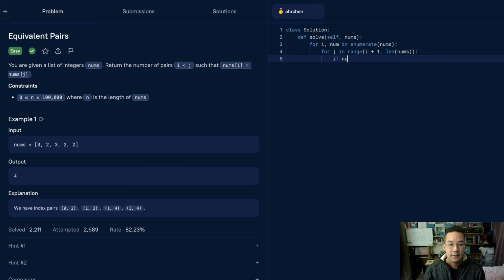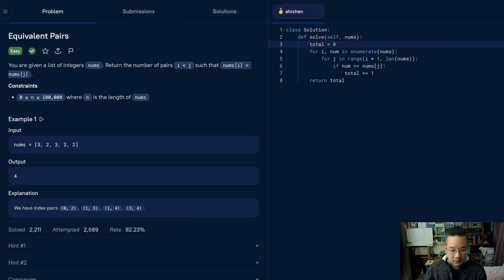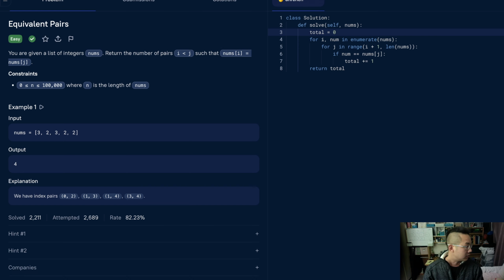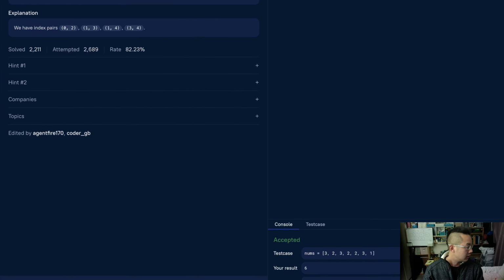So if num is equal to nums[j], we can do total plus equals 1. And then we can return the total. Total is equal to 0 to start. So if we run this, we are going to get a good answer, as you can see here.